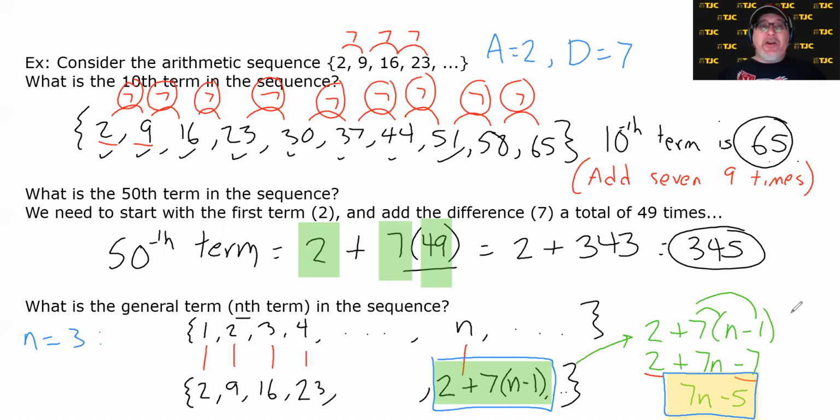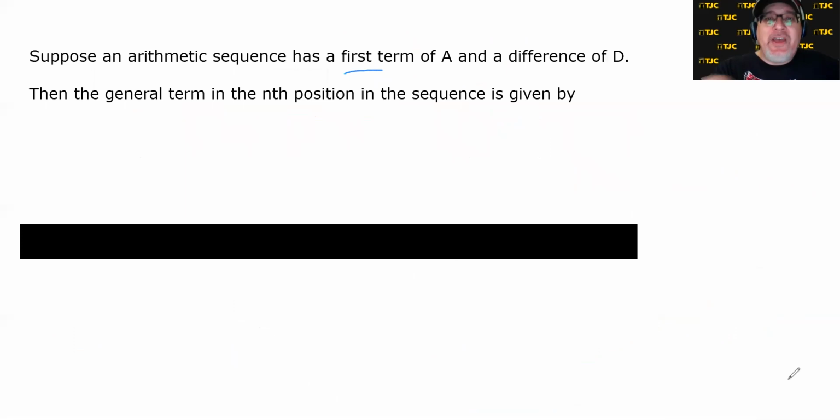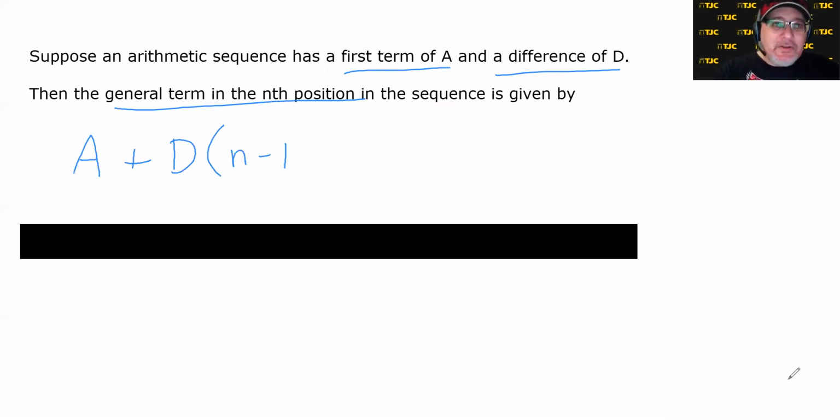So if we're going to make this generic, we need to remove all specificity from this problem, and this problem is a specific first term and a specific difference. But what if we have a generic first term of A and a generic difference of D? But what's the general term in the nth position? Well, it would work the exact same way as before. We would take the first term and add to it the difference times not the position we're in, but one less than that. Because remember, that first addition takes us to the second term because we started at the first term.